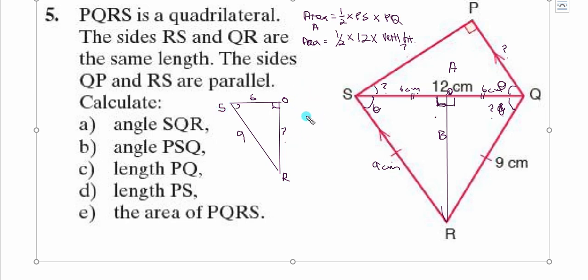Therefore, let's use Pythagoras. Remember the word Pythagoras. Oh, it's too small. Okay, never mind. We're going to write it over here, using Pythagoras theorem.